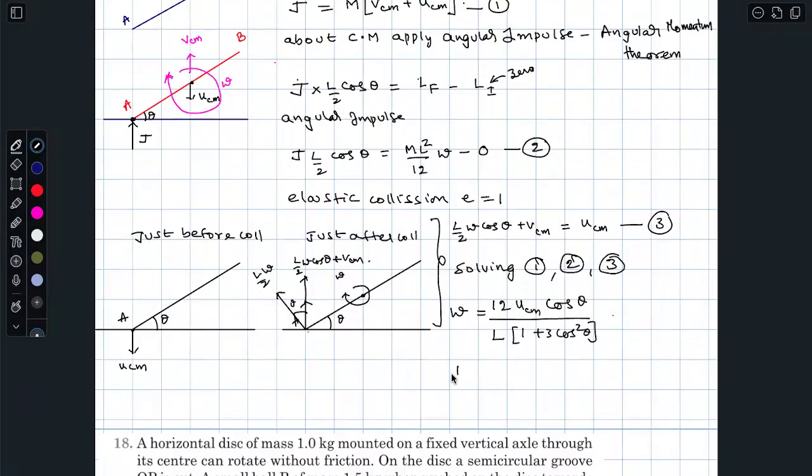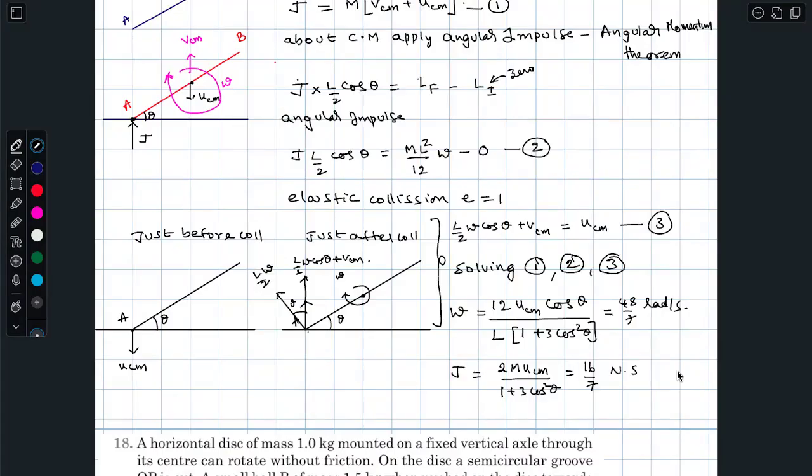Similarly, you will get J as 2 capital M UCM by 1 plus 3 cos square theta. Trust me, by substituting the given values, you will have 48 by 7 radian per second. By substituting this, you will get this as Newton second. 16 by 7 Newton second.